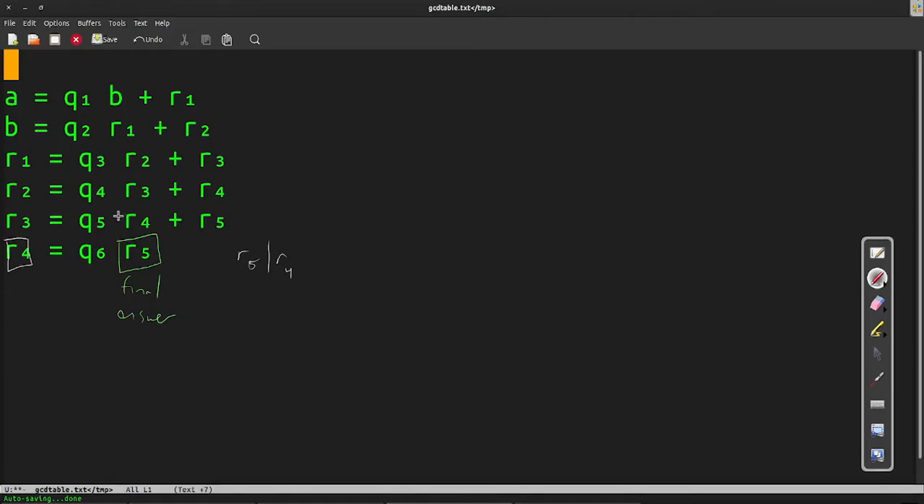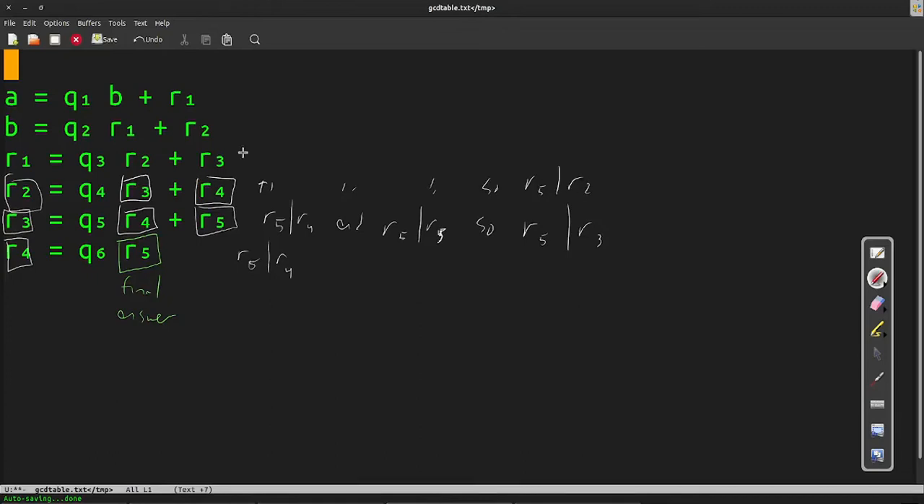Now, we know R5 divides R3 since it divides R4 and trivially itself, and R3 is the sum of a multiple of R4 and of R5. Likewise, we know R5 divides R2, since it divides R4 and R3, and so on. We follow the chain of logic up, and when we get to the top rows, we find R5 must divide both A and B.